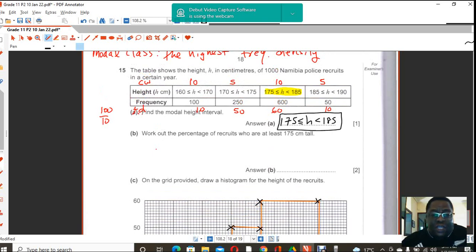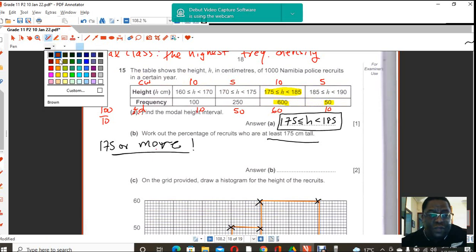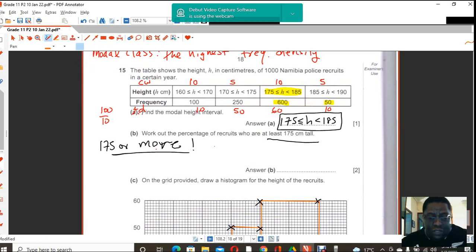So work out the percentage of recruits who are at least 175. That means 175 or more. Okay? So that means 175 is this 600 plus this 50. Okay? So 600 plus 50. So that's going to be 650 over 1000 times 100. Well, you get 65%.